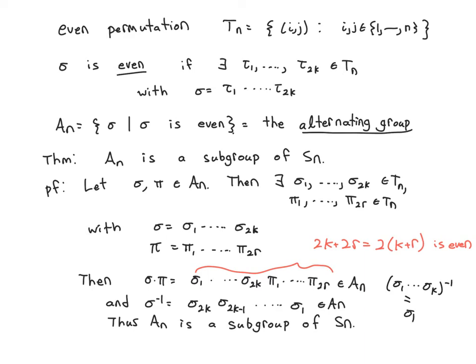You get the product of the inverses in reverse order. So instead of going sigma 1 to sigma 2k, you're going sigma 2k down to sigma 1 with the inverses. But a transposition is its own inverse, so I didn't bother writing the minus ones. So look, sigma inverse is also a product of an even number of transpositions. Therefore, sigma inverse is also in AN. So AN is a subgroup of Sn.